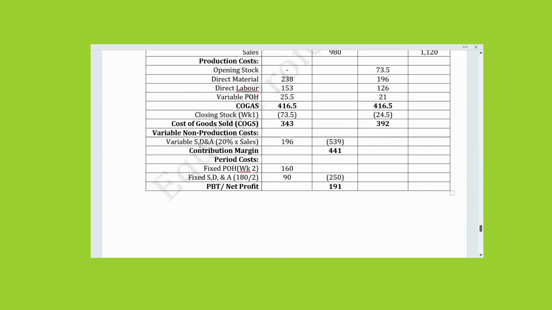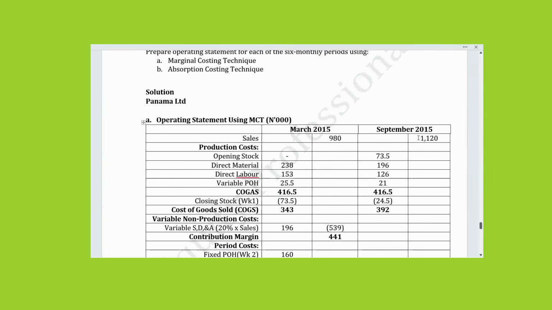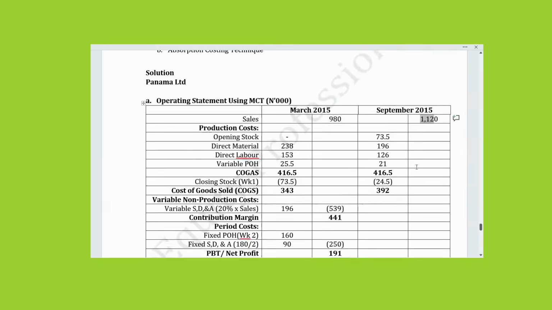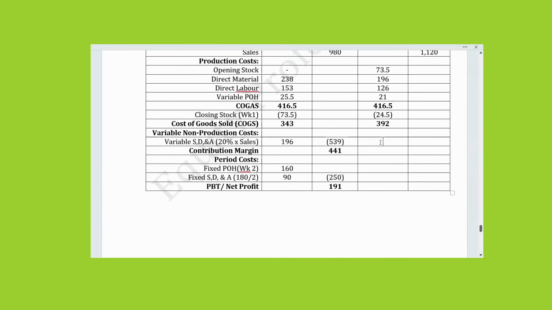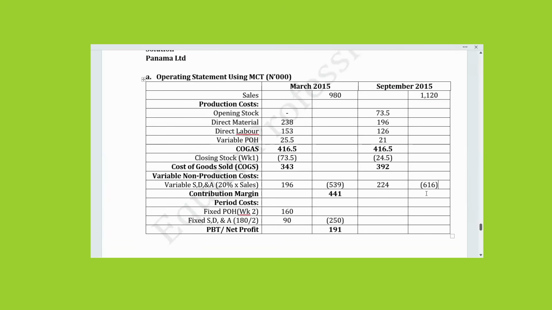Okay, so variable selling, distribution, and admin expenses. 20% of 1120. What do you have? 224. Yeah. So plus 392. That's 616, right? 616. So 1120 minus 616. 504.